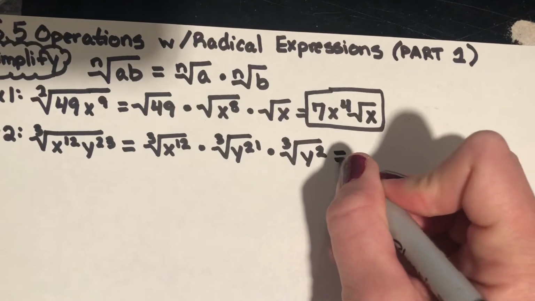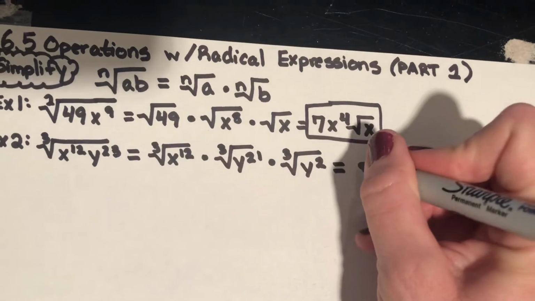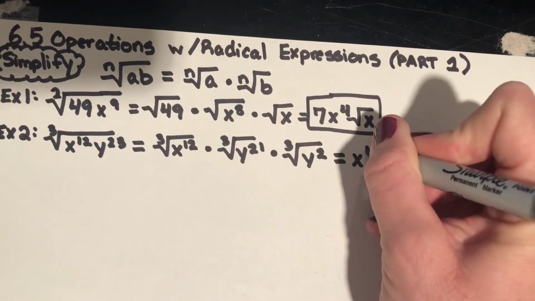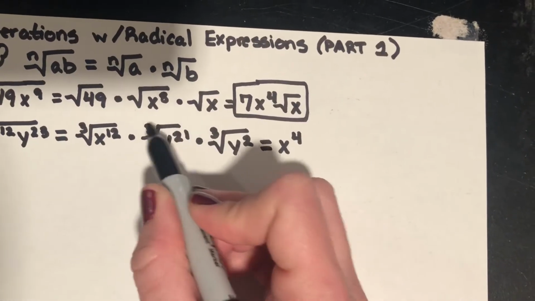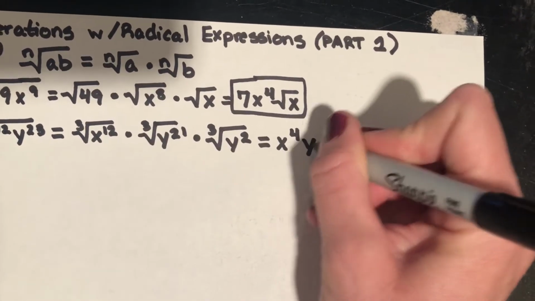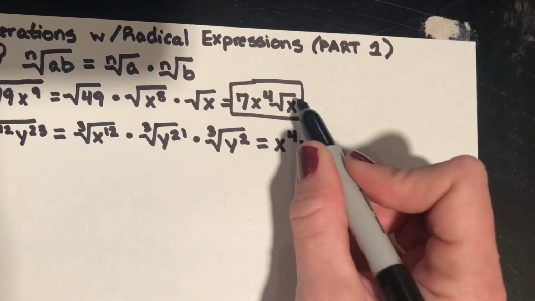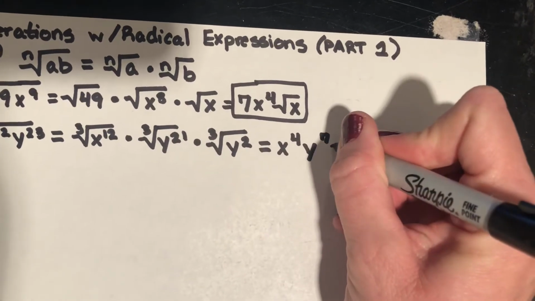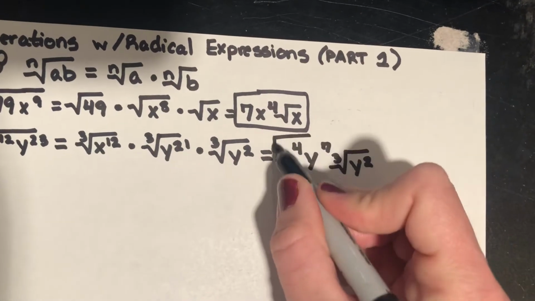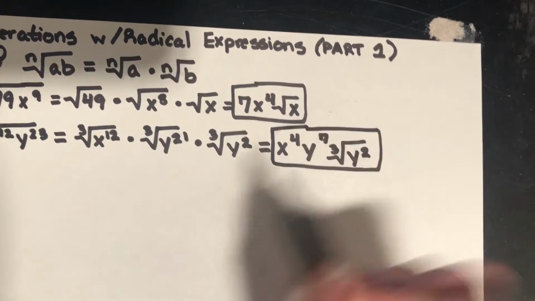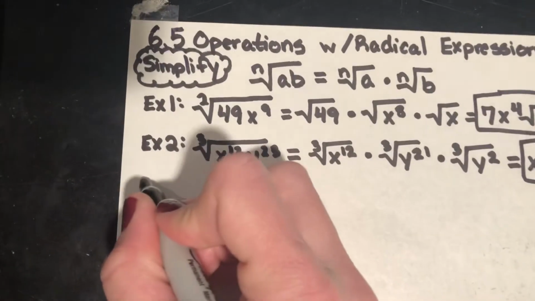Let's further simplify this. Well, to simplify x to the 12th, the cubed root of that is x to the 4th. Simplify y to the 21st, the cubed root of that is going to be y to the 7th. This stays just as this square root did. Our cubed root of y squared stays. And that is our most simplified version. We're going to do one more here.